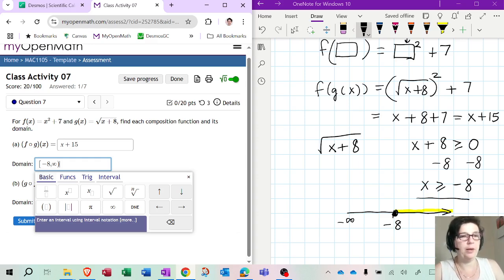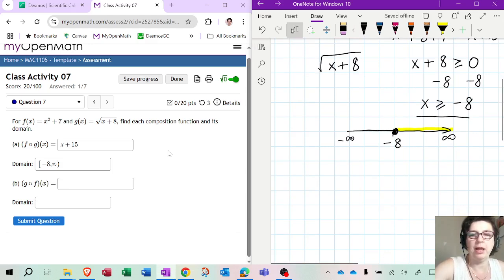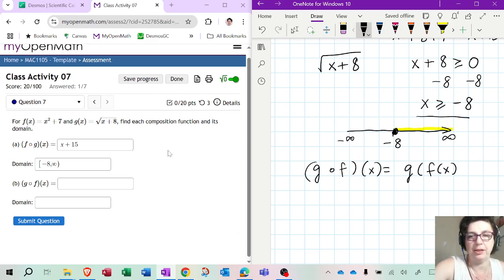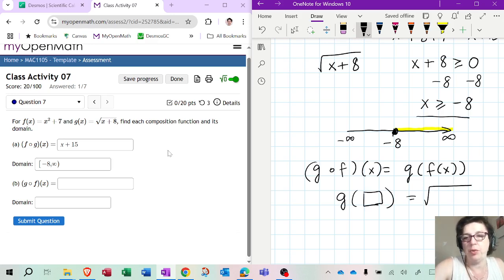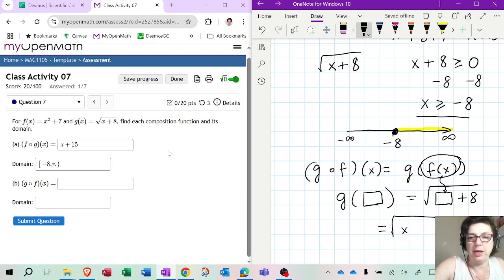All right, now let's compute g of f of x. So this is another circle thing. This is g circle f of x. That's g of f of x. So here you're going to plug f of x into the g. So let's rewrite g of something, which is, we're going to just draw a box, square root of that something plus 8. So now what you want is to plug the f of x into the box. We've got f of x is x squared plus 7, and then plus 8. That's your f of x, which is what I plugged in.